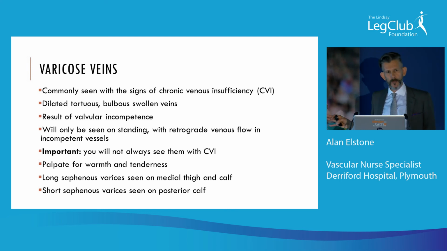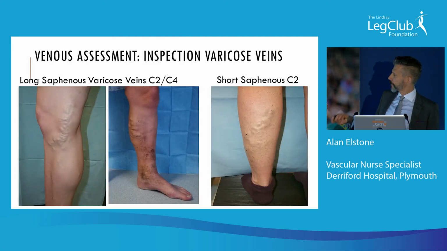If they're hard and sore, then the patient's trying to treat themselves. They've developed some form of phlebitis. And essentially long or great saphenous varices, usually seen on the medial calf and thigh, originate in the groin, and short saphenous varices originate from the popliteal fossa behind the knee. And I'll demonstrate that. Here we've got some long or great saphenous veins coming down from the groin.